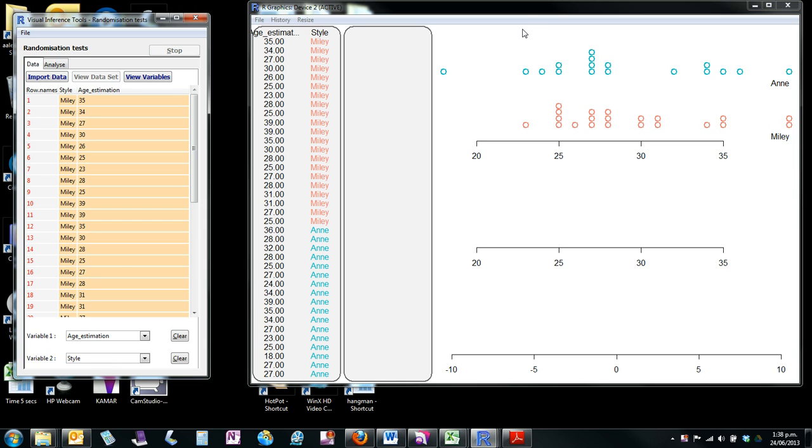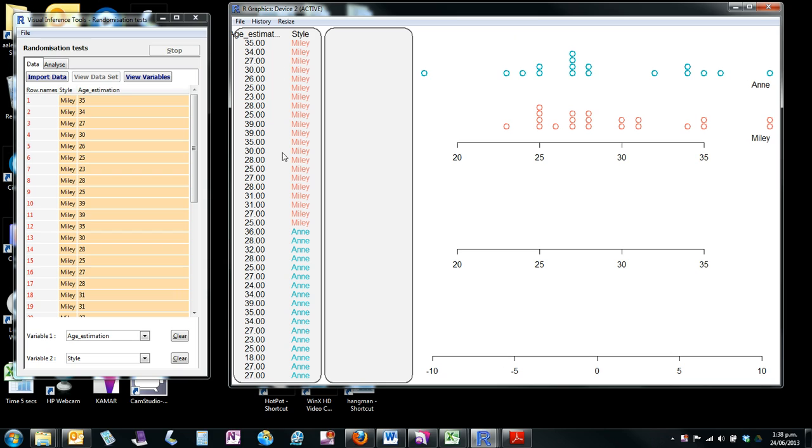And in the viewing window here we see that all the red data points here are the Miley age estimates, and all the blue data points above it form the distribution or the pattern of results for the Anne estimated ages for the Anne hairstyle.